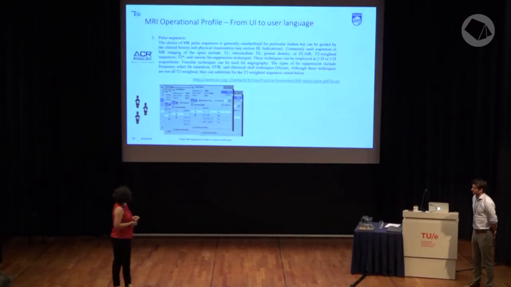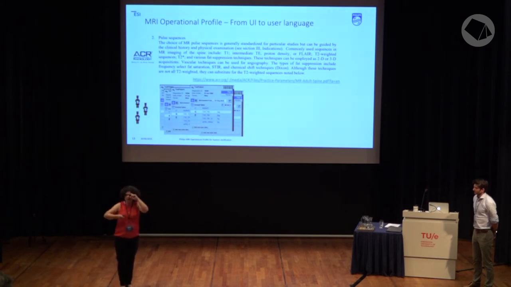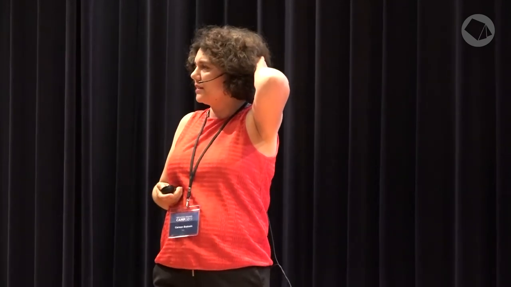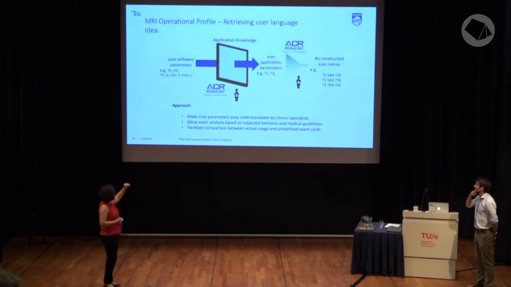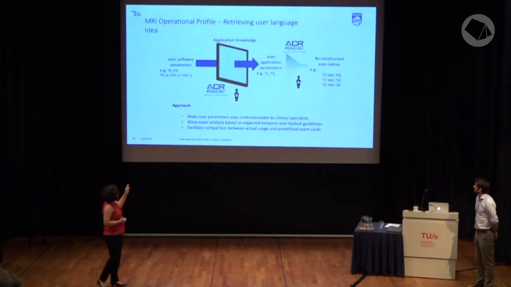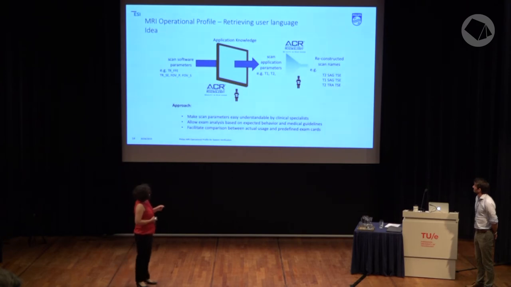So we had hundreds of parameters, so we said, okay, if we put hundreds of parameters as an activity name in process mining, this will not look nice. So what we did, we used this and we made a selection. This is basically the workflow, the idea. We took the scan software parameters. We used the knowledge of the software engineers, who were also involved because they were writing the log file. And we created new application parameters, and did a filtering such that we reconstruct the scan names.